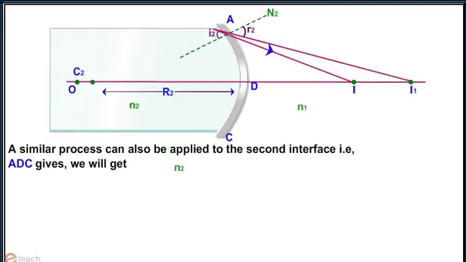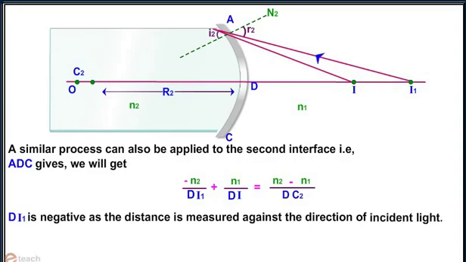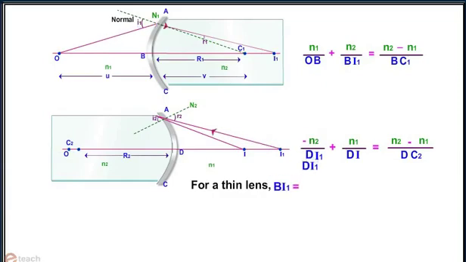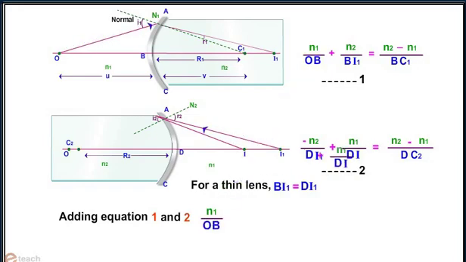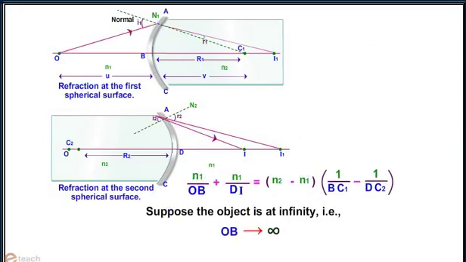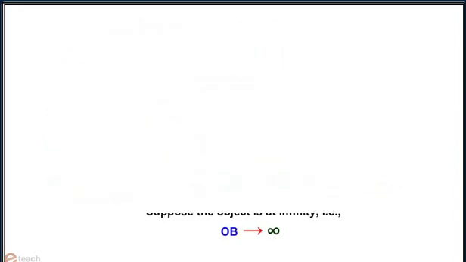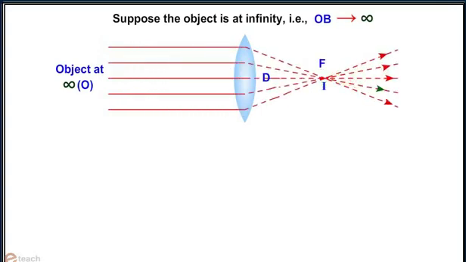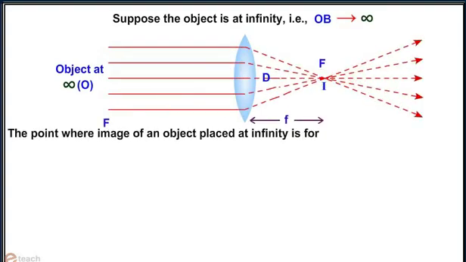Adding equations 1 and 2, we get N1 by OB plus N1 by DI equals (N2 minus N1) whole into (1 by BC1 minus 1 by DC2). Suppose the object is at infinity, that is, OB tends to infinity. Then the point where the image of an object placed at infinity is formed is called the focus F of the lens, and the distance OF gives its focal length. A lens has two foci, F prime and F, on either side of it.